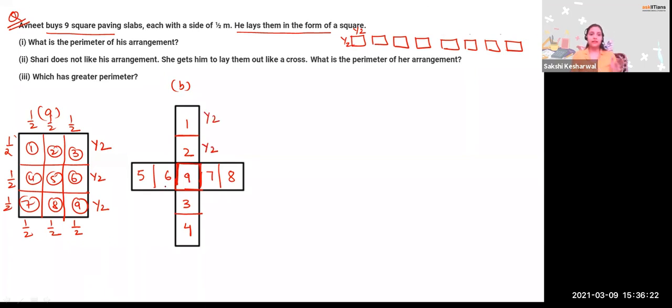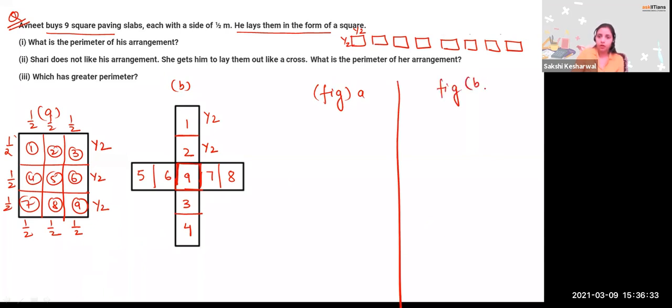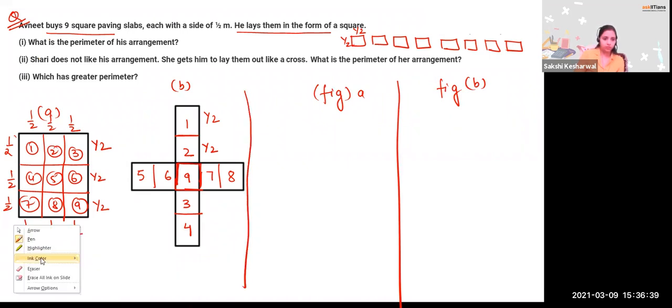So it says calculate the perimeter. Let's talk about figure A, and let's talk about figure B, right? Now, figure A, what is the length? I'll just use a different color so that it's understandable to you. Now what is the length? Length is going to be what, beta? The length is basically, it's a square.